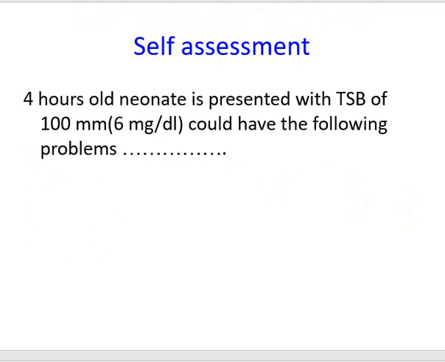This is another question for you. A 4 hours old neonate is presented with total serum bilirubin of 100 micromole per liter or 6 milligram per deciliter. What could he have? What is the provisional diagnosis of this problem? Again, you can answer this question at the end of the lecture.